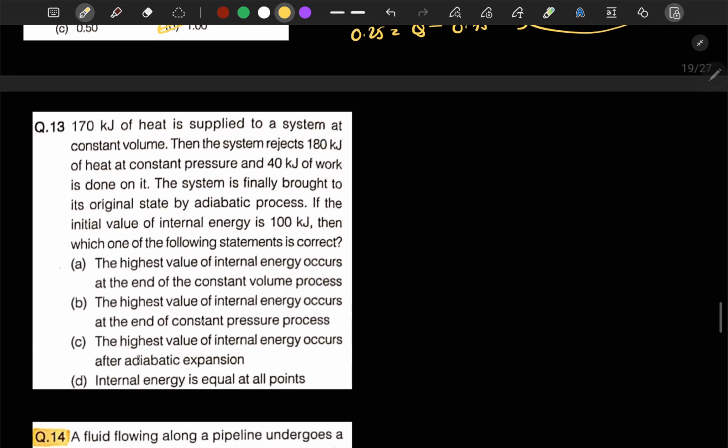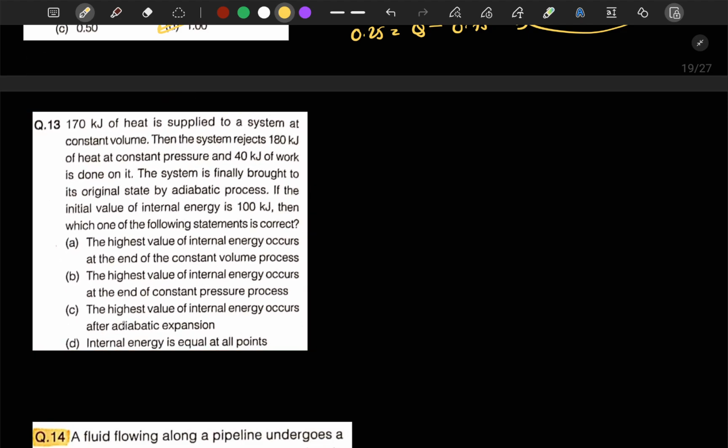Okay, now moving to the next question, question number 13. 170 kilojoule of heat is supplied to a system at constant volume. The system rejects 180 kilojoule of heat at a constant pressure, and 40 kilojoule of work is done. Okay, if the system is finally brought to the original state by adiabatic process, and the initial value of internal energy is 100, then which of the following statements is correct?